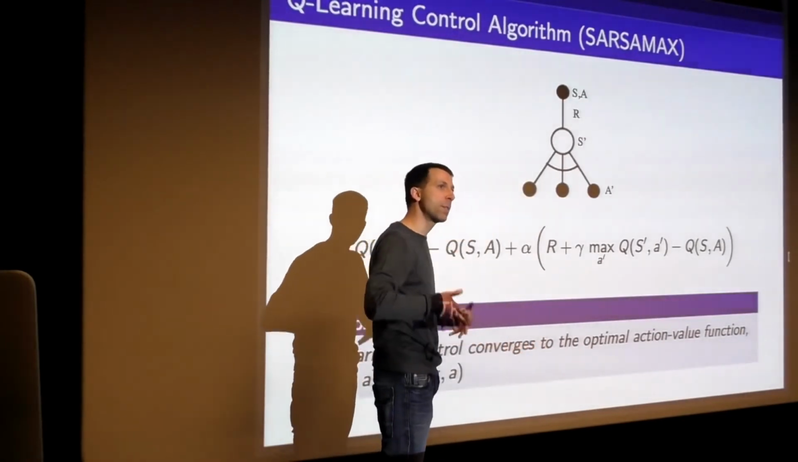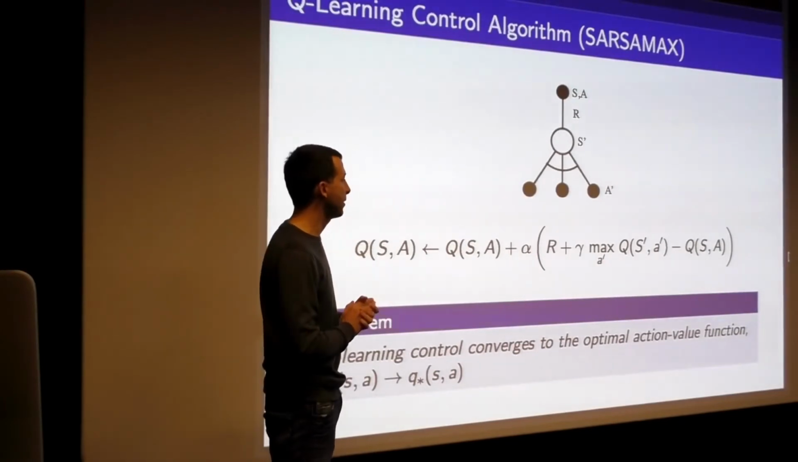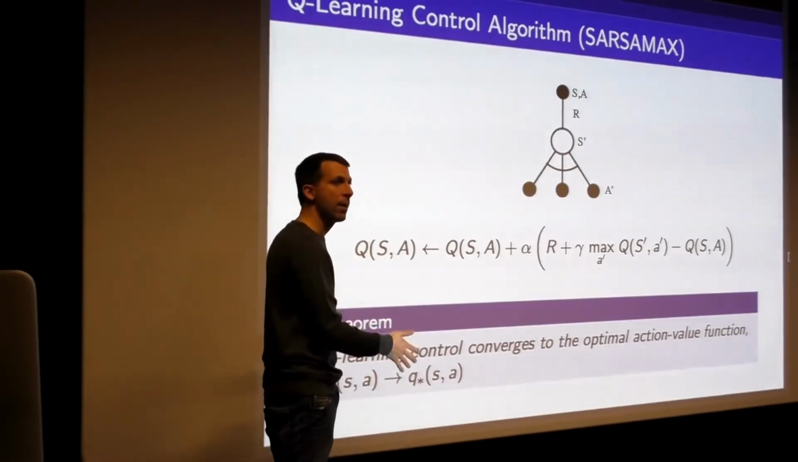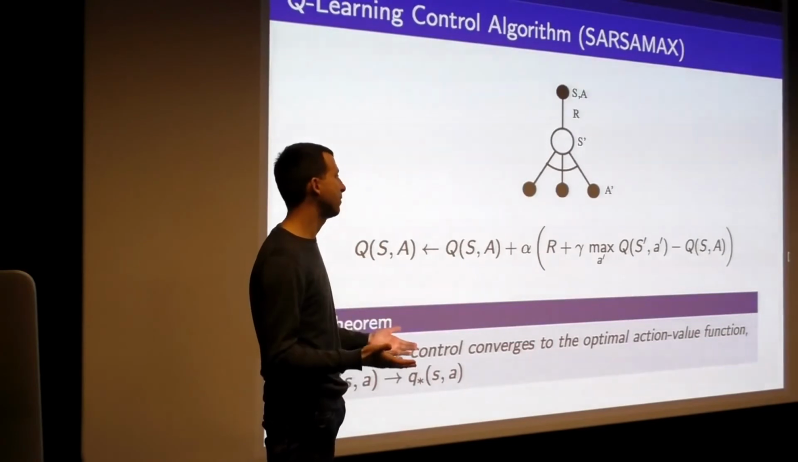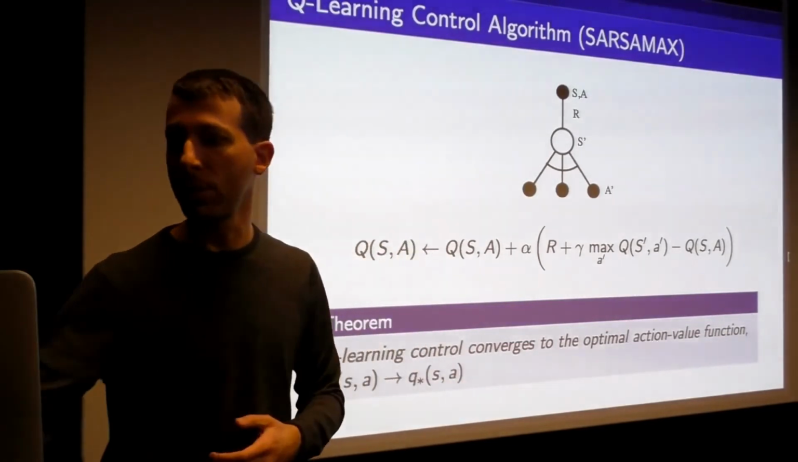So it should be familiar from the Bellman optimality equation. This is basically just like the Bellman optimality equation. And this algorithm, again, converges to the optimal action value function. And so it's a standard idea for reinforcement learning.